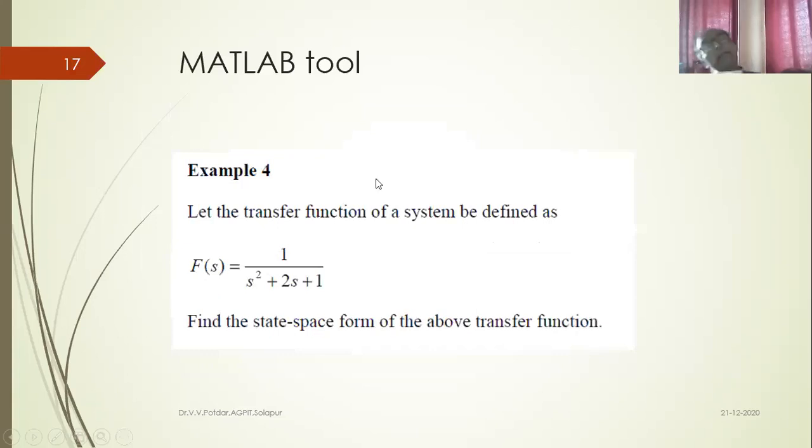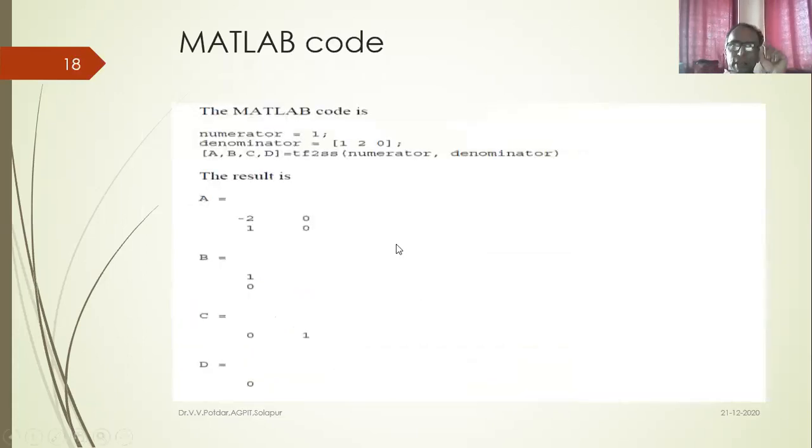As I told you, the MATLAB toolbox can be used. Let the transfer function of a system be defined as F equal to 1 upon s square plus 2s plus 1. Find the state space form of the above transfer function. So I use the command tf2ss. tf2ss is the command that is used.